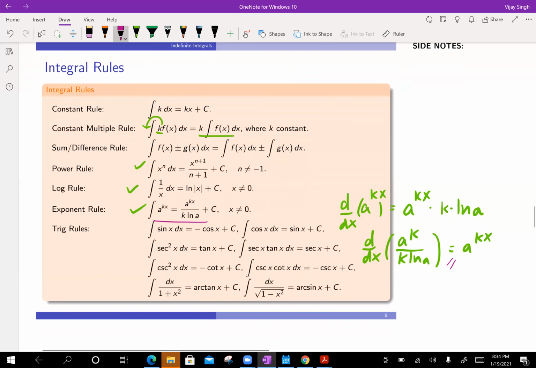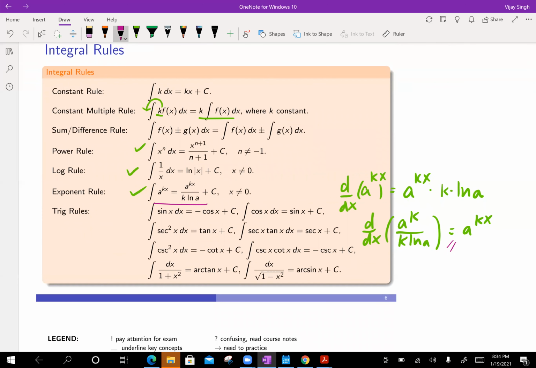Now these are the trig rules. The derivative of cosine is minus sine. Therefore, the integral of sine is minus cosine. The integration of cos x dx is sine x. The derivative of tan x is secant square x. Therefore, the integral of secant square x dx is tan x. And so on and so forth.